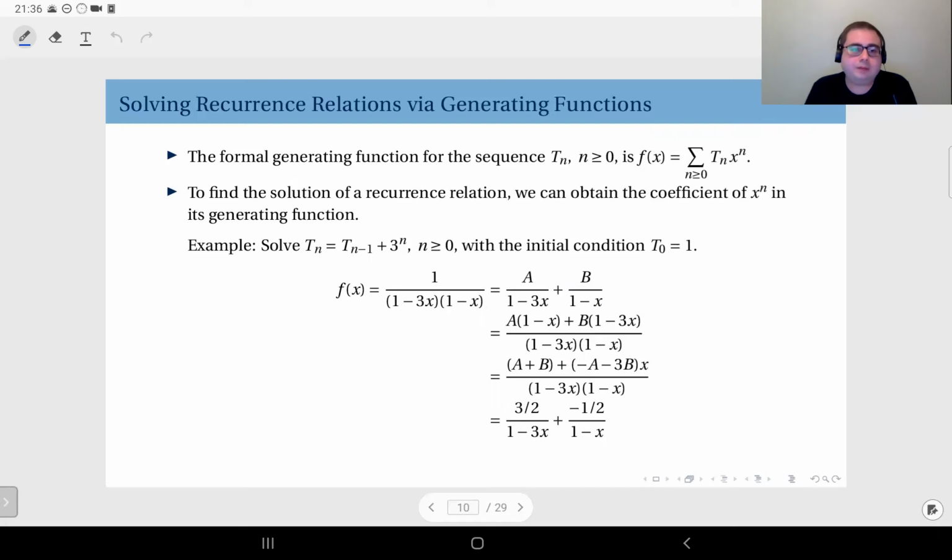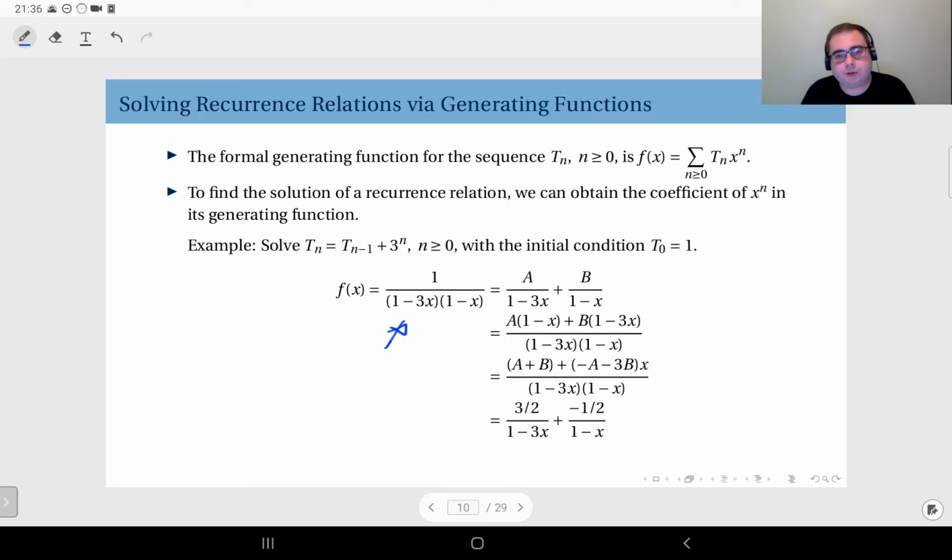So if you have the generating function, what is the method to obtain the coefficient for x to the n, and thus what is the method to obtain the solution to the recurrence relation? When you have such a function, this is a rational function. A rational function essentially is a ratio of polynomials. In the numerator I have 1, which is a polynomial. In the denominator I have 1 minus 3x times 1 minus x.